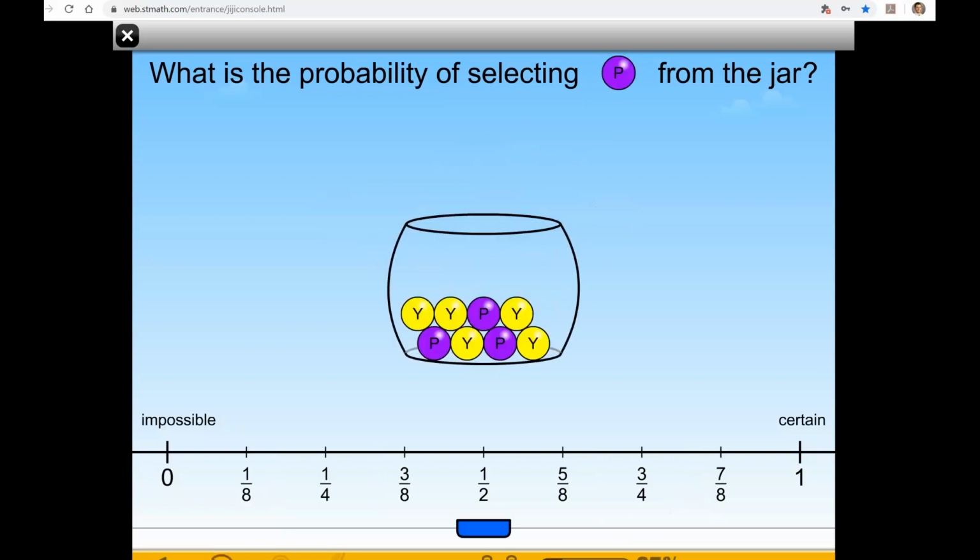Just for Edpuzzle's sake, let's see what's the probability of selecting P from this jar here. You'll notice again there's 2, 4, 6, 8 total marbles, so 8 is your denominator, and you want P. Give me the answer in Edpuzzle.